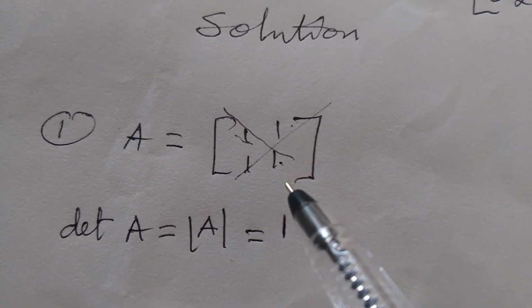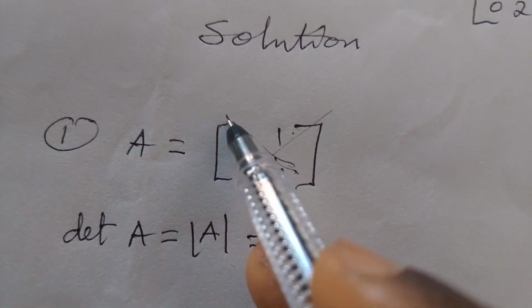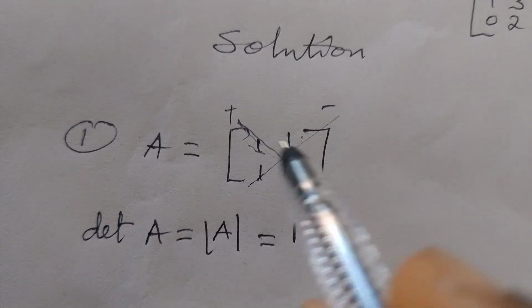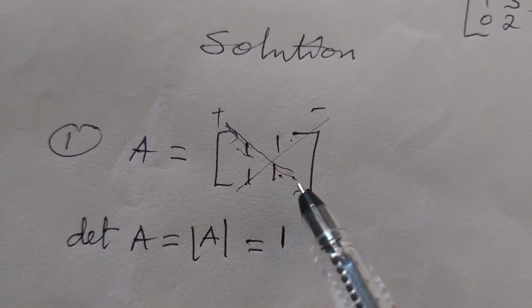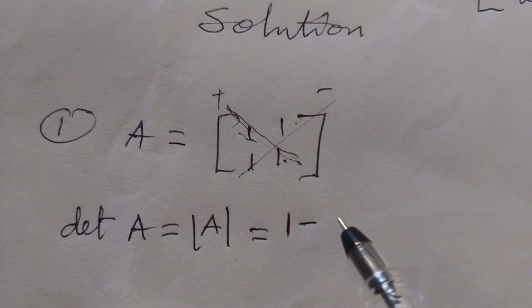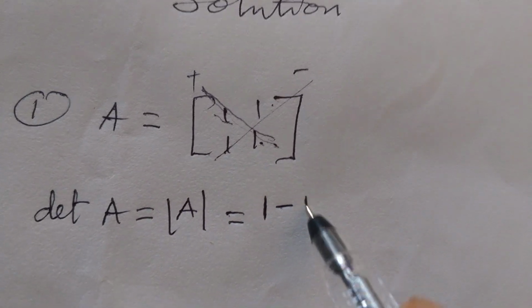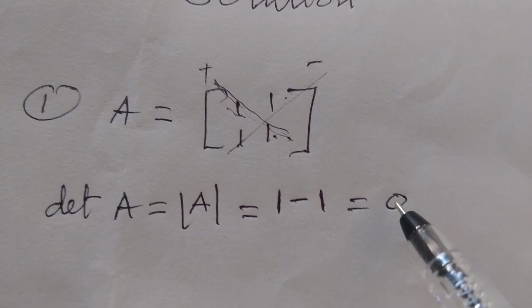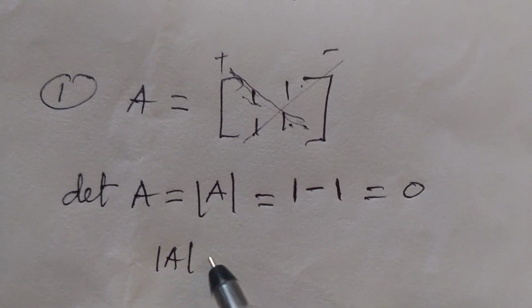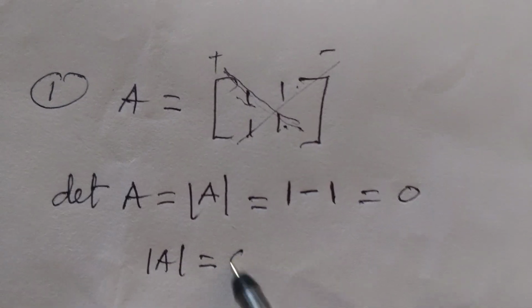Then in a matrix, if we are multiplying along this diagonal, it is positive. If we are multiplying along this diagonal, it is negative. So 1 times 1 is 1, minus 1 times 1 is 1. So the determinant is 0. So the determinant of this matrix is 0. Determinant A is equal to 0.